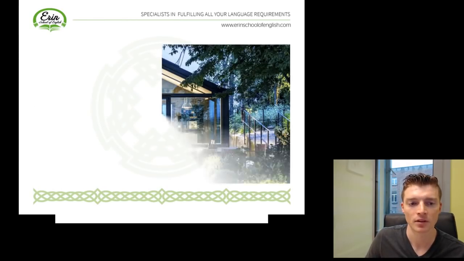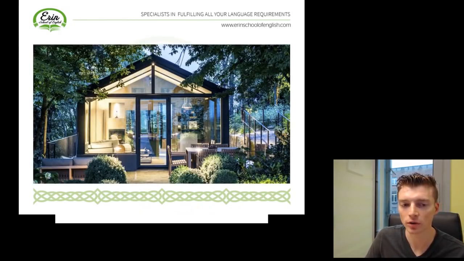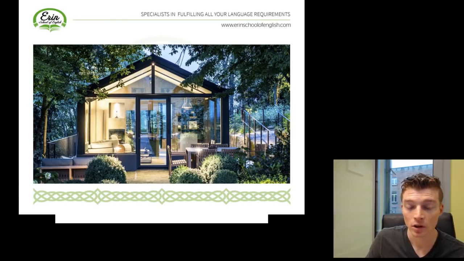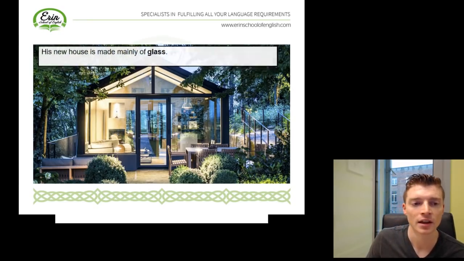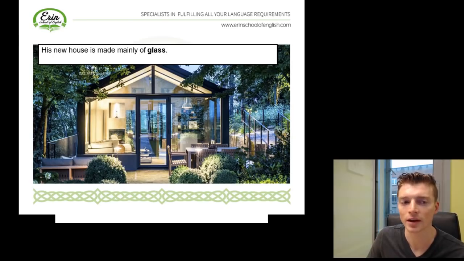Okay, have a look here. What do you see? So it's a home, a house. What is it made out of? What material? It's not stone, it's glass. So his new house is made mainly of glass. So now we've got another example of an uncountable noun here, glass.